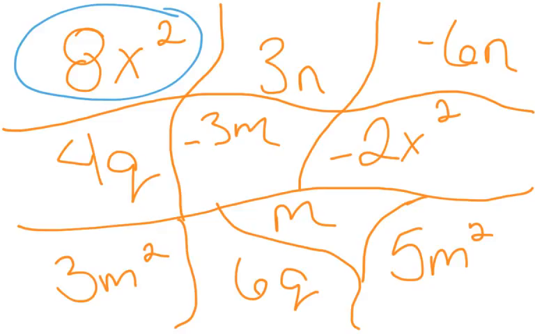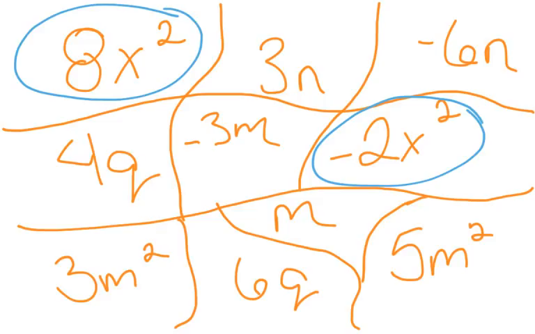And so I know when looking at this 8x squared that I want another x squared. The number in front doesn't matter. That's not what has to match. It's just the variable and the power. So if I look over here, I've got an n. That doesn't match. N, nope. Q, nope. M, nope. Oh, look, x squared. That one matches. So as it happens, these two go together. So 8x squared and negative 2x squared are like terms.